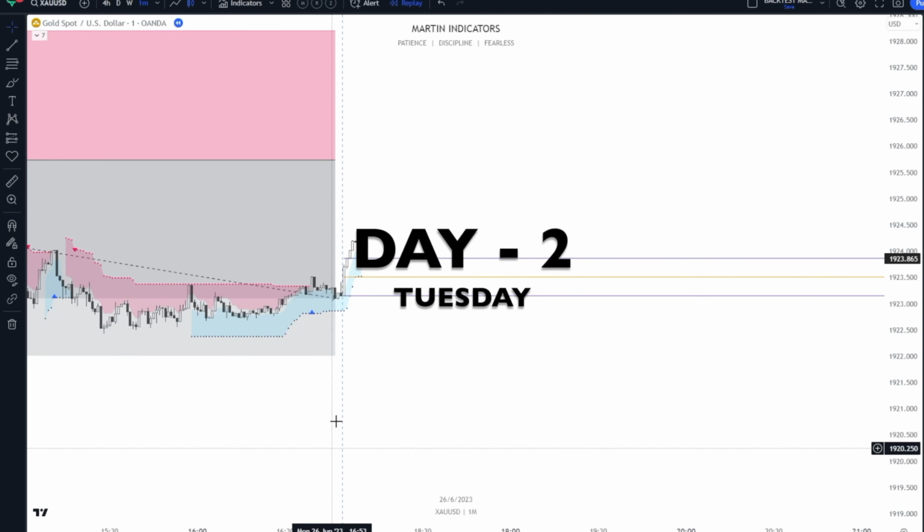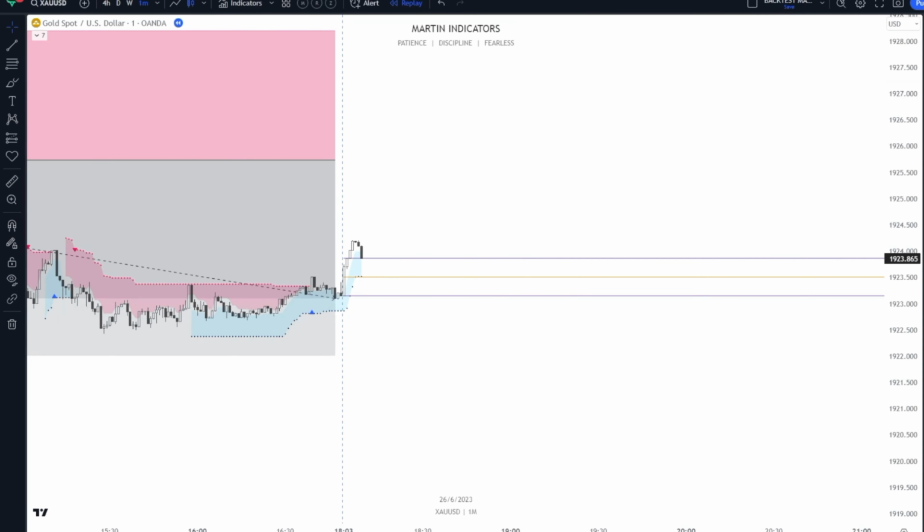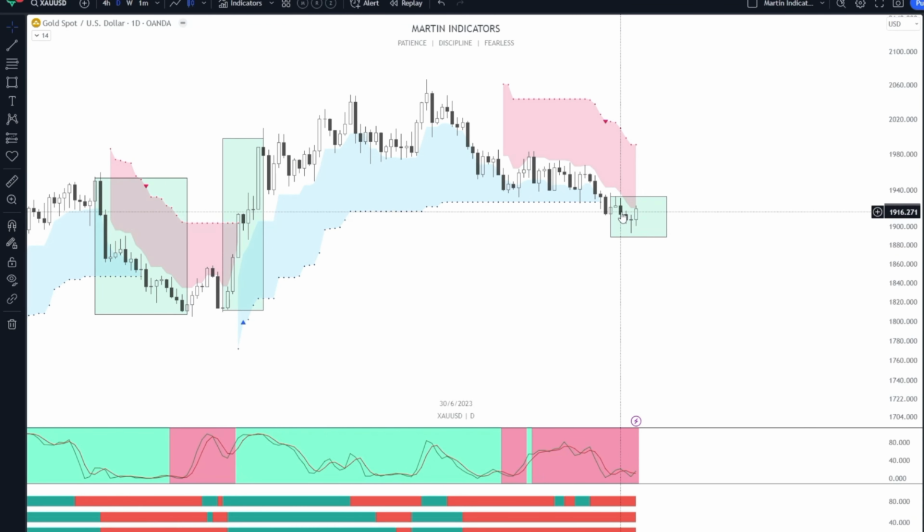So this is day 2. We will see how this strategy performed on Tuesday. Let me show you how Tuesday looked. This is the Tuesday candle. We had a strong bearish daily candle on Tuesday. We'll see how the strategy performed.